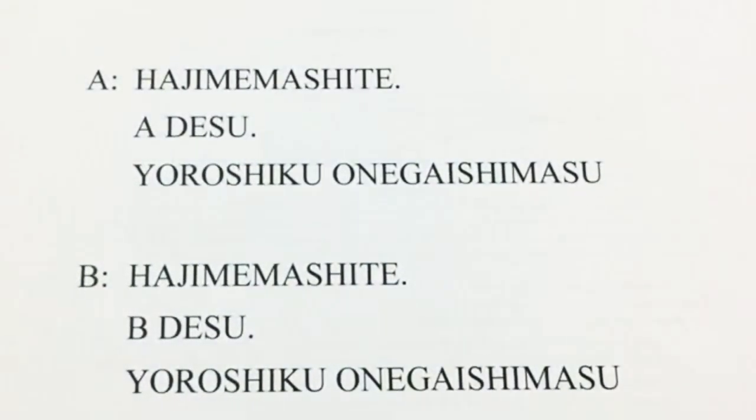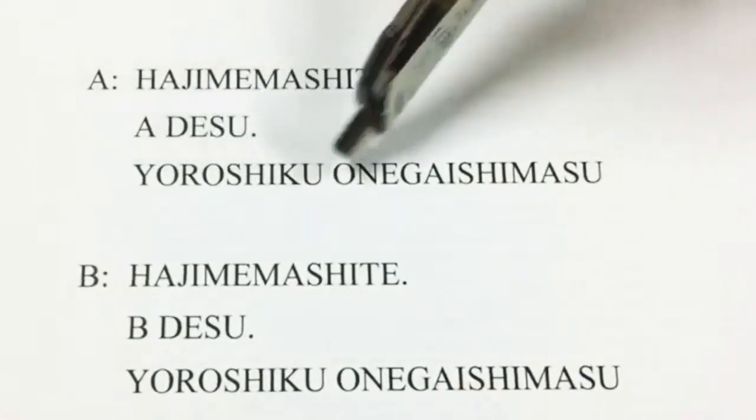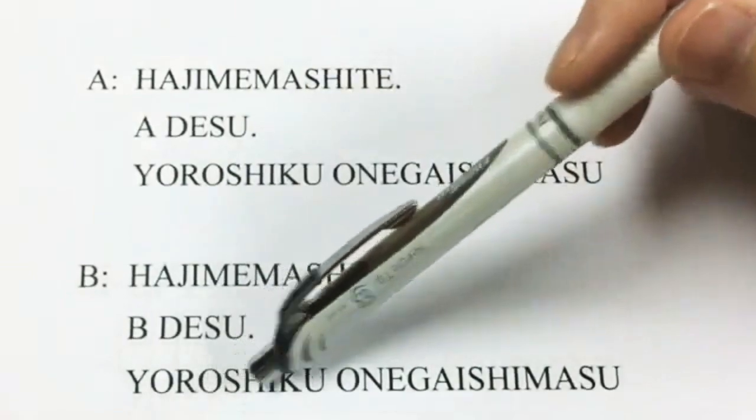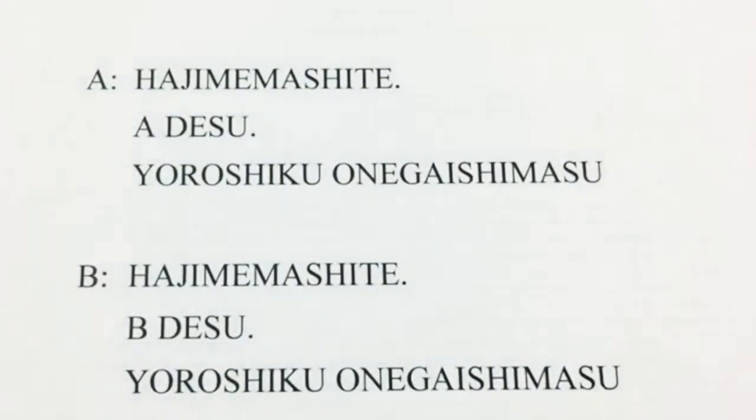The same as in English, when somebody says how do you do, you answer how do you do, right? When somebody says how do you do, you're not going to say oh I'm fine. No, if somebody says how do you do, you answer the same thing, how do you do. As well as in Japanese, if somebody says はじめまして、よろしくお願いします, you have to say the same thing, はじめまして、よろしくお願いします.